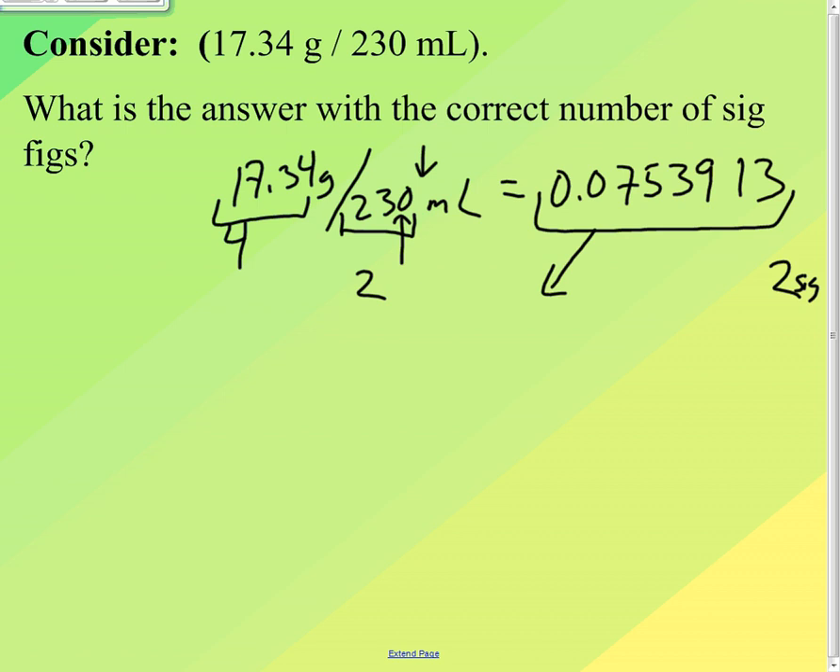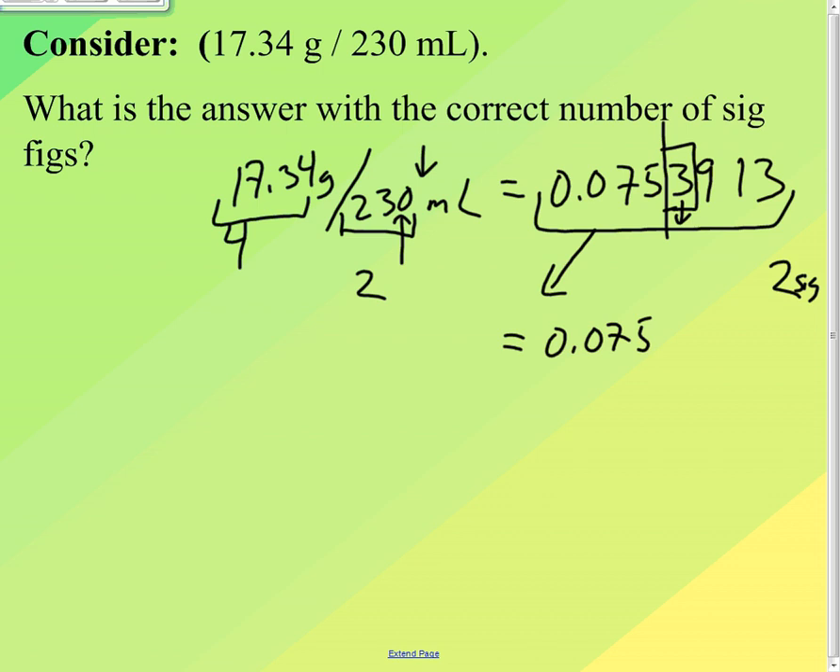So how do I make this into 2 sigs? I have to round it, and I'm going to round it starting, I have to round this 3, right? Is that higher than 5 or lower than 5? Well, that 3 is lower than 5, so that means my answer is 0.07, and I round down. 5 is where we stop.